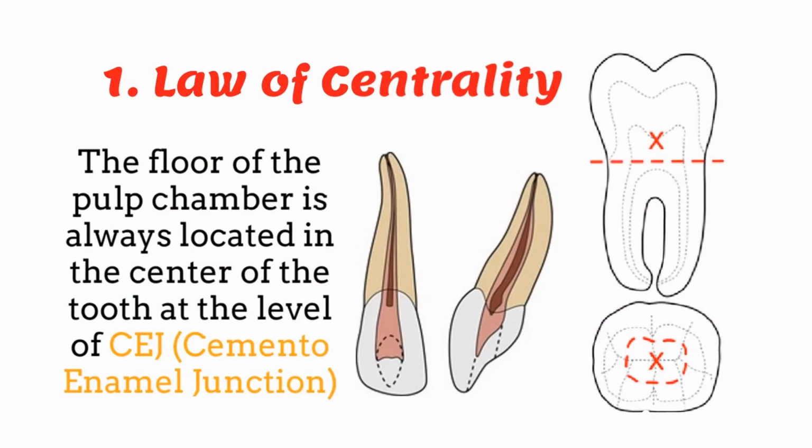The first law is the law of centrality, and this law suggests that the floor of your pulp chamber is always located in the center of your tooth at the level of the CEJ. So in all cases, whether it is a central incisor, canine, premolar or molar, you will always find the pulp chamber floor in the center of the tooth and at the level of the CEJ.